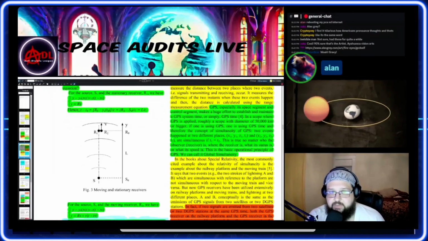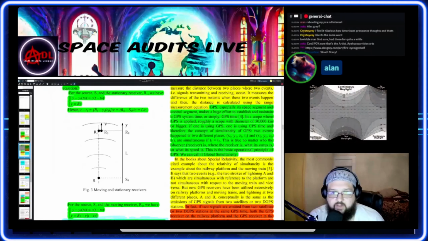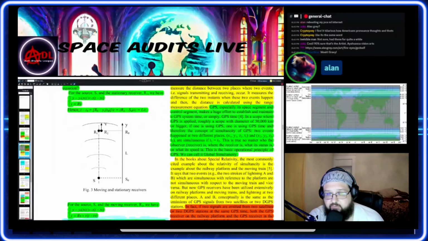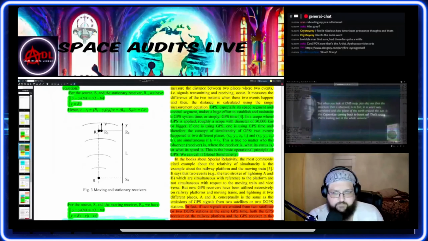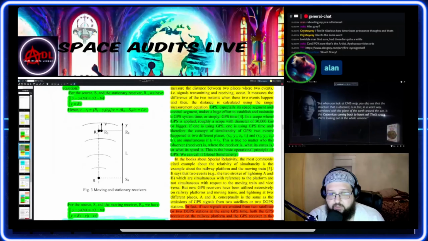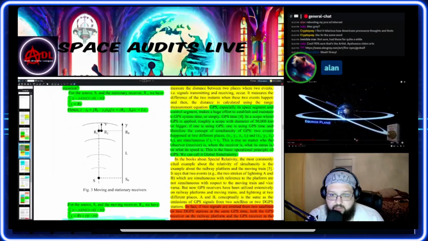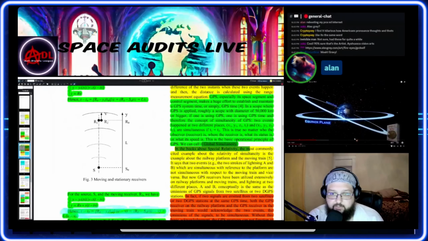So GPS, especially the space segments, in the scope where GPS is applied, roughly with a diameter of 50,000 kilometers or bigger, if using GPS, one is using GPS time. Therefore, the concept of simultaneity of GPS: two events happen at two different places. Here's your coordinate system for event one, the coordinate system for event two. They are simultaneous if T sub 1 equals T sub 2. This is true no matter who the observer or receiver is, where the receiver is, what the status is, or what the speed is. This is the basic operational principle of GPS. We call it global simultaneity.